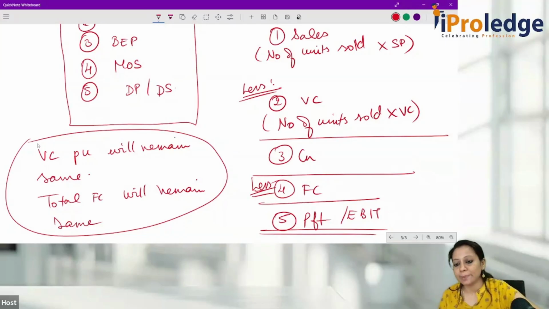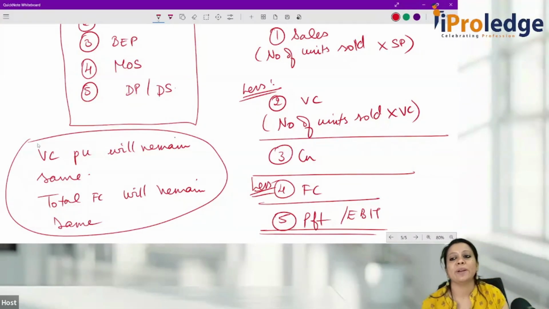Variable cost for the same cafe. Milk we are purchasing. One half-liter packet is 25 rupees, our Nandini packet. Will that change? No. Variable cost per unit will remain the same. If I buy 50 packets also, it is 25 rupees. If I buy 100 packets also, one packet will be 25 rupees. We are not talking about discount here. So variable cost per unit remains the same and total fixed cost will remain the same. I think now it is very clear.